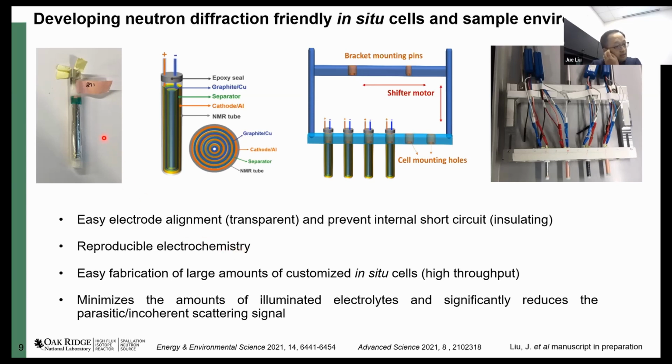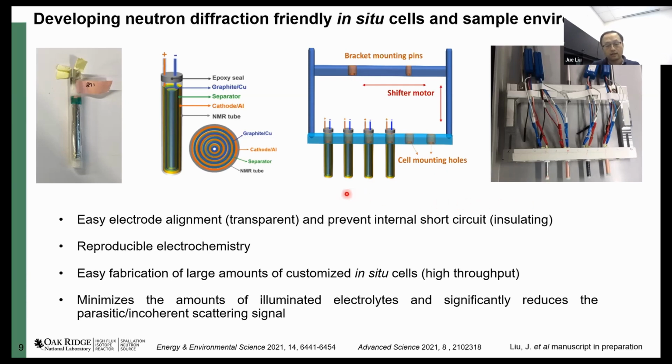We designed this new type of in situ cell, as you can see here, which has a thin wall cell body. When we roll the pouch into the jelly roll configuration and put it into this thin wall quartz tube, we have this sample environment bracket, as you can see here, which allows us to put multiple of these newly designed cells on the bracket. In this configuration, we can collect neutron diffraction data on one of the samples, for example for a few minutes, and then move to the next one and to the next one. So this allows a high throughput sequential measurement of multiple cells.